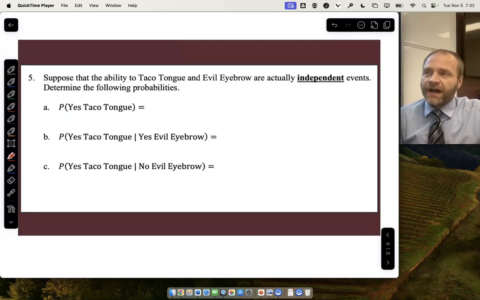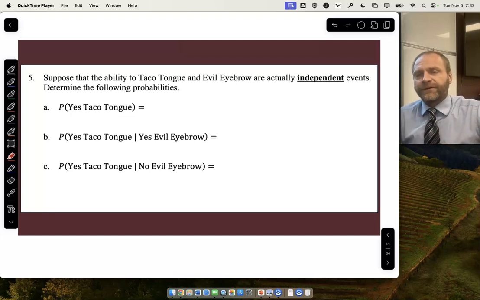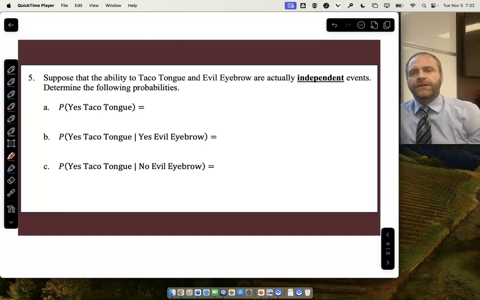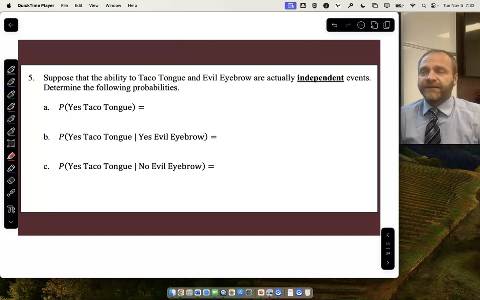Suppose that the ability to talk or tongue and evil eyebrow are actually independent events. So let's just suppose they are. Pretend. Determine the following probabilities. Probability of yes, talk or tongue. Probability of yes, talk or tongue given yes, they can evil eyebrow. Probability of yes, talk or tongue given that no, they cannot evil eyebrow.